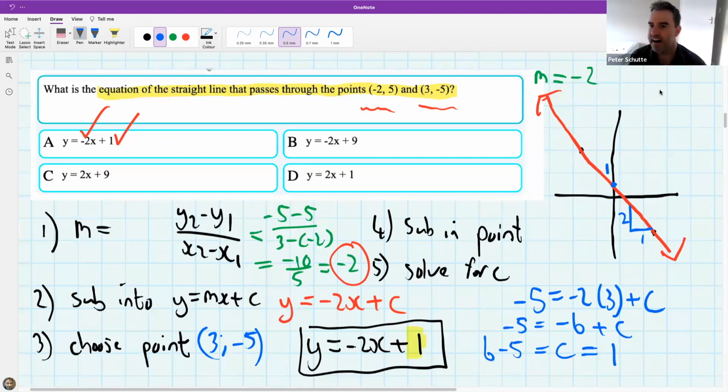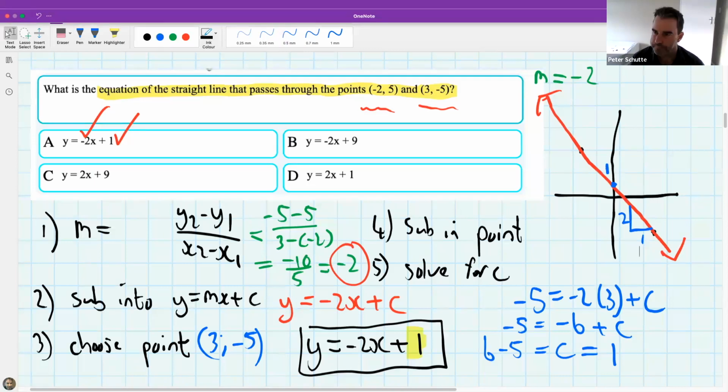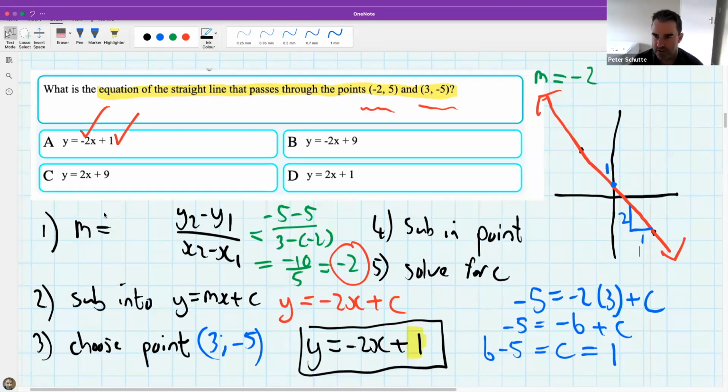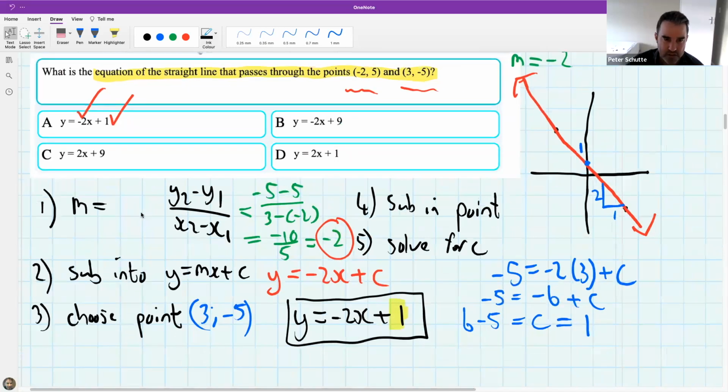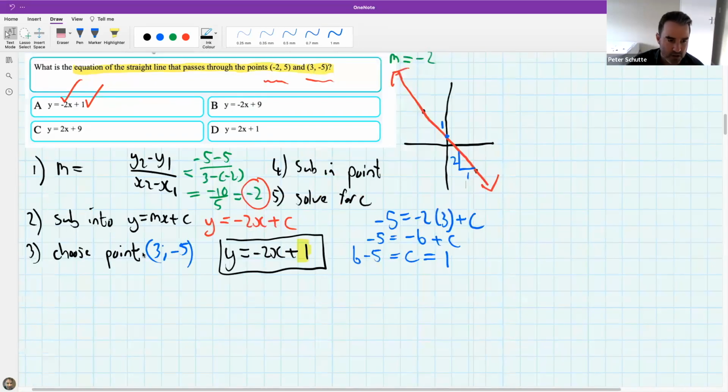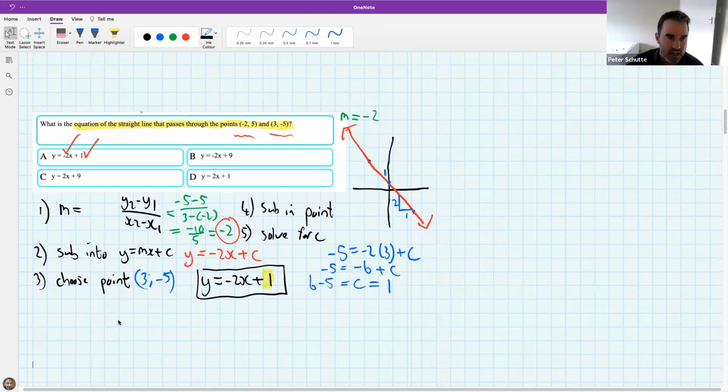It's completely fine, Kakiso, to use (-2, 5). You should get the same answer as me. It shouldn't be a problem to use a different point. You just need to make sure that your algebra is okay.